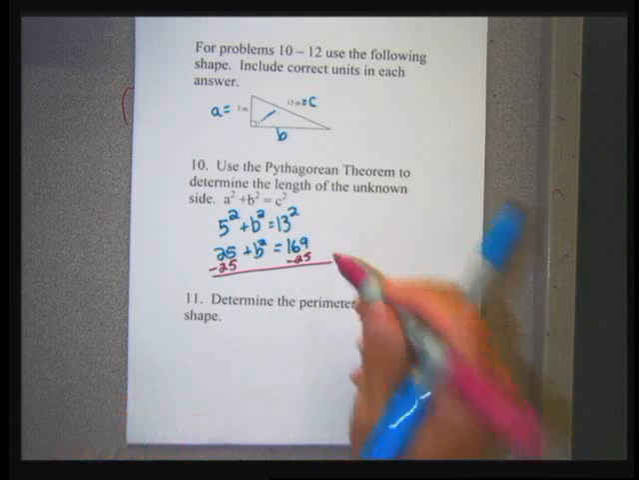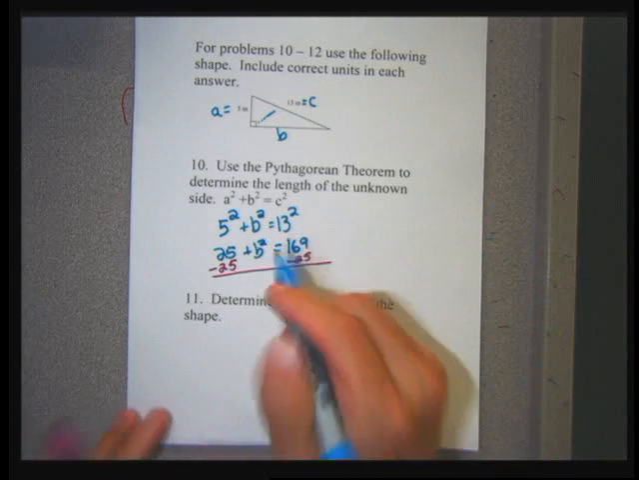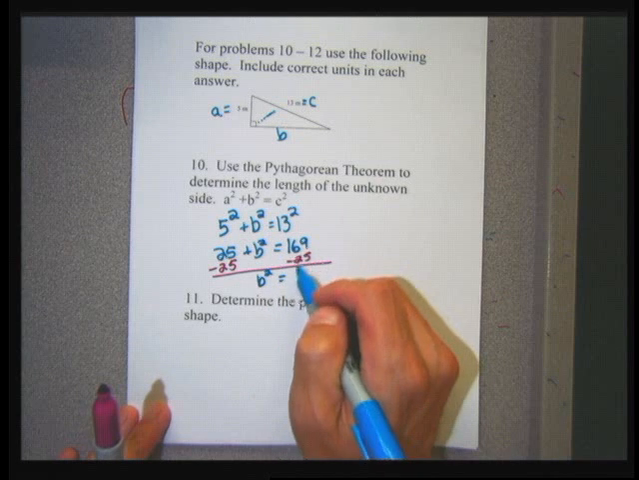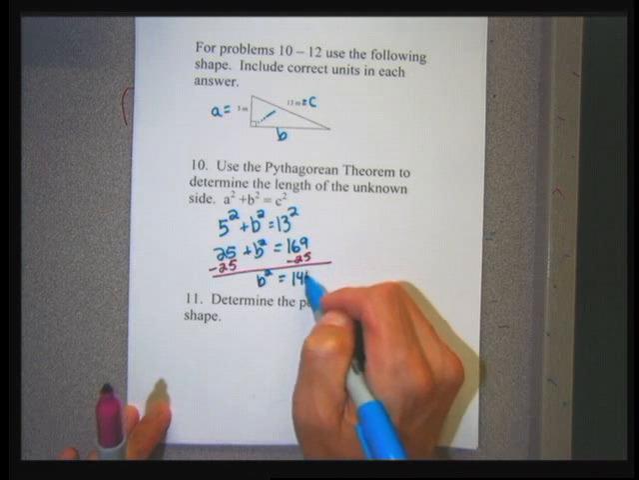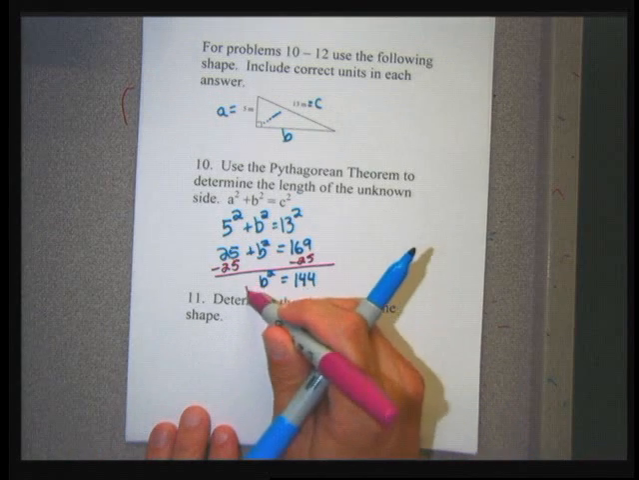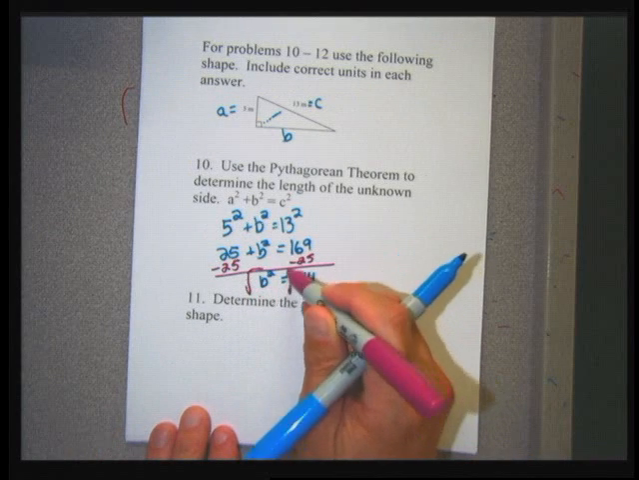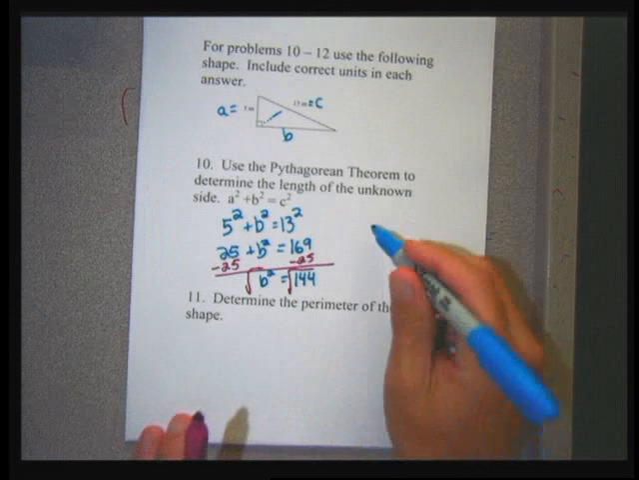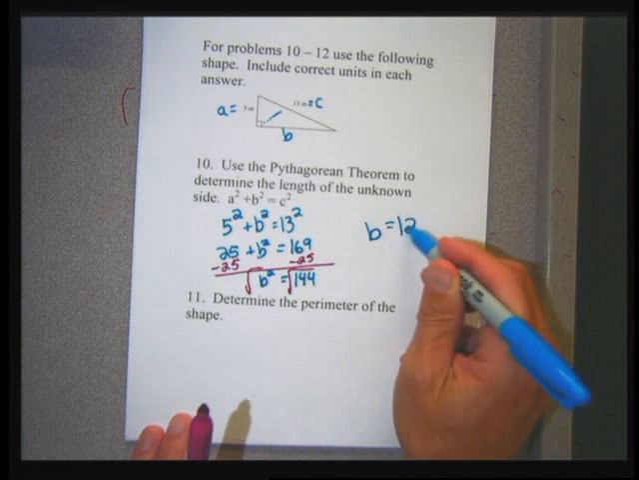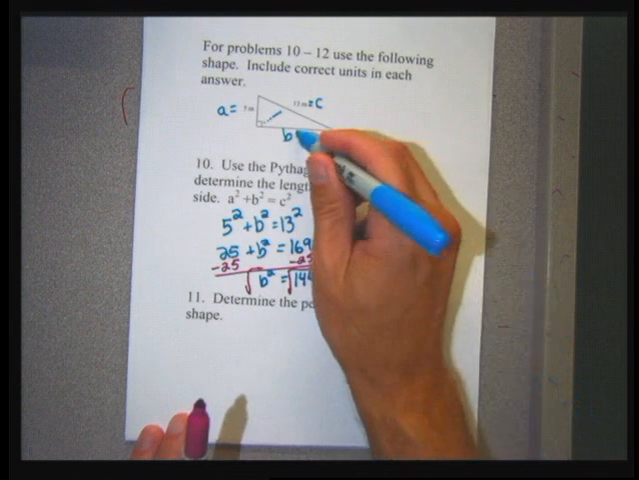If I subtract 25 from the left side, I get B squared. If I subtract 25 from the right side, 169 minus 25 is 144. And if I know what B squared is, to find out what B is, you take the square root. The square root of B squared is just B. The square root of 144 is 12. And so B equals 12.